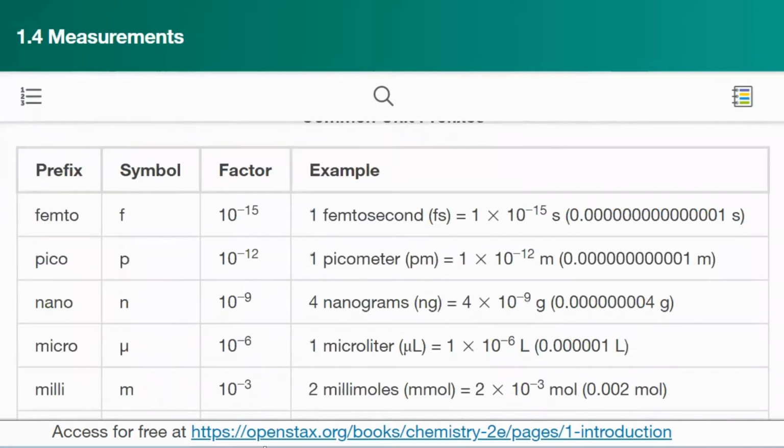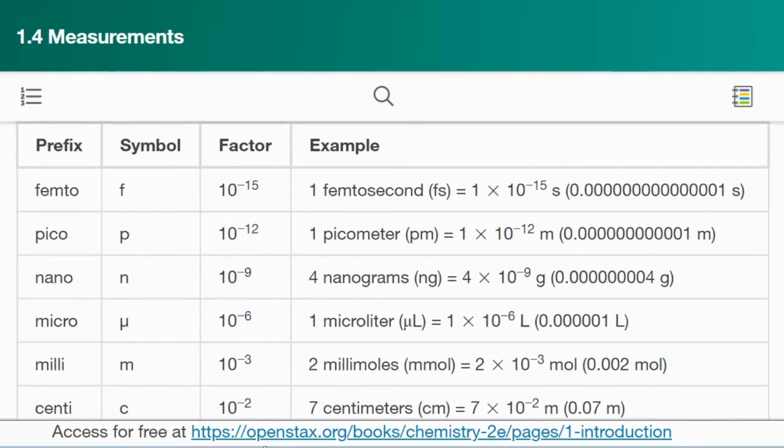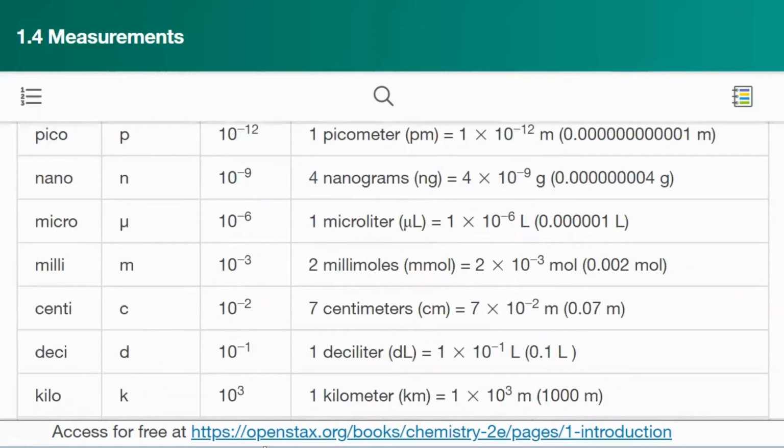So, common unit prefixes. Femto, symbol f, 10 to the minus 15th, and there is 1 femtosecond. I'm not going to be spouting off all the zeros, I'll probably miss one. Pico is symbol p. The factor is 10 to the minus 12th, and an example is 1 picometer. Nano is symbol n, 10 to the minus 9th, and an example is 4 nanograms.